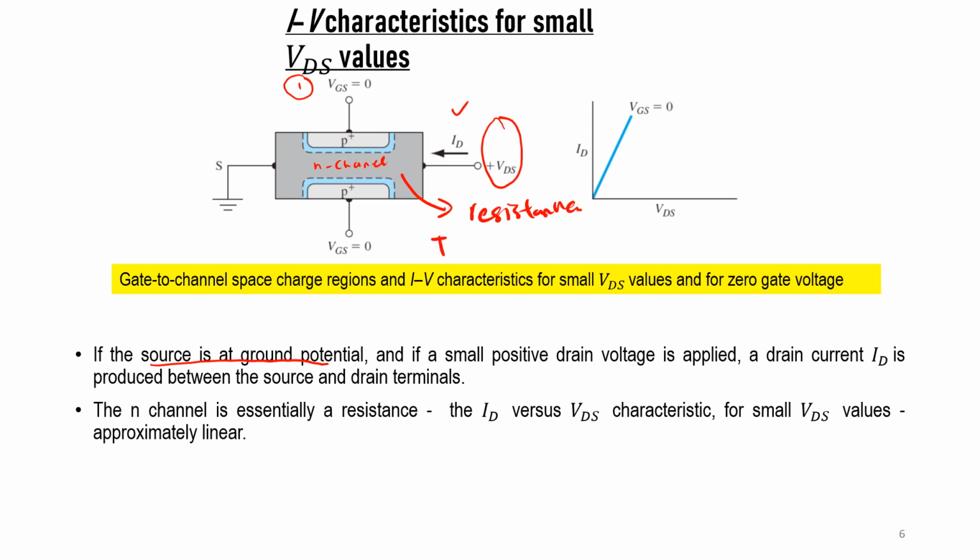So I versus VDS is approximately linear, in which we can consider I equal to V over R. So I is directly proportional to V, and the graph becomes linear when VGS is equal to 0.